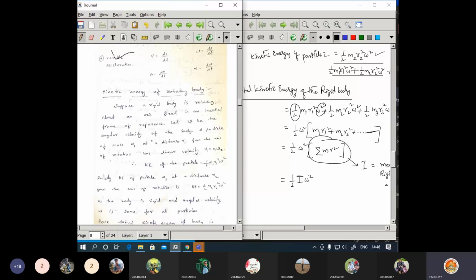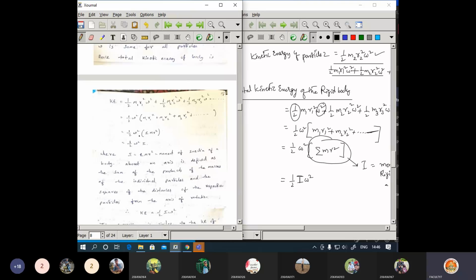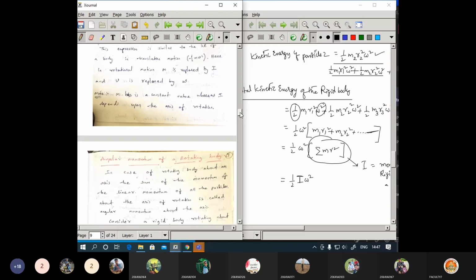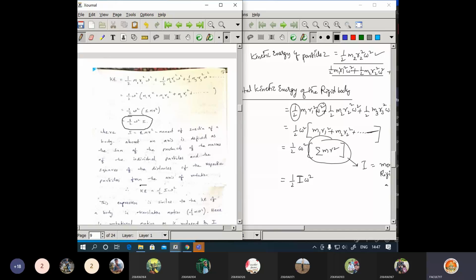So that is the thing you need to identify here. We are giving this expression as the total kinetic energy equals this. See, this is the expression. So we will write it as the kinetic energy, the total kinetic energy of the rigid body.